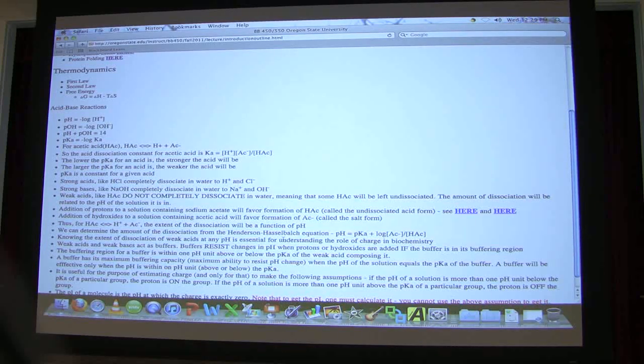What if it were higher? What would I have to add to the solution to make it be, for example, 501,000 molecules of AC minus and 499,000 molecules of HAC? What would I have to add to make that happen? I wouldn't add salt. I could add salt, but not based on what I just told you. I didn't change the total amount. I said 499 and 501, right? If I add salt, I'm going to have 501 and 501, right? I'm going to have a different total amount.